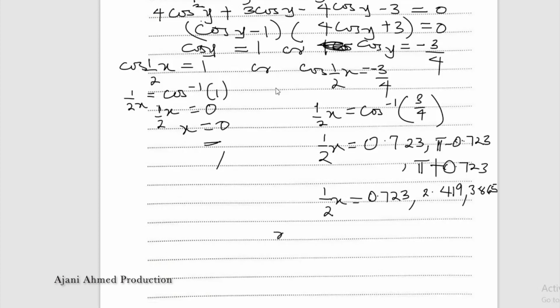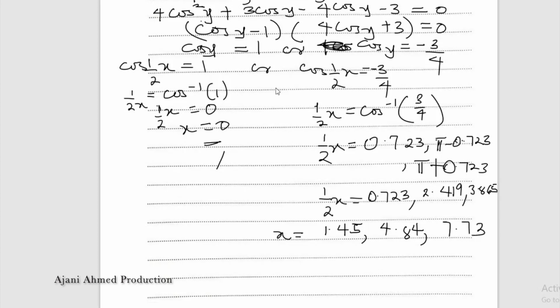So hence the value of x will be 0.723 times 2, so 1.45 to 3 sigma figure, 2.419 times 2, that gives 4.84, 3 sigma figure, 3.865 times 2, that gives 7.73.